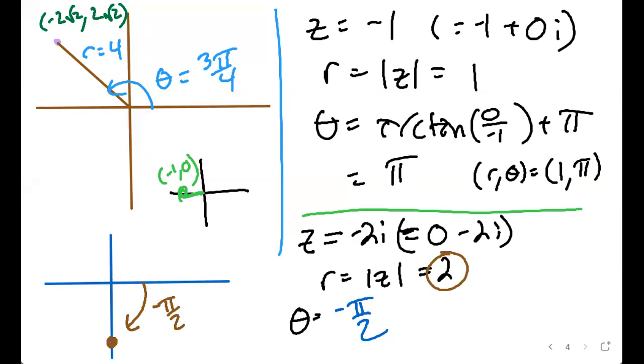Okay, so we'll definitely do more about these polar representations in the future, but the skill from this video is that if I give you a complex number, you should be able to go to polar coordinates.